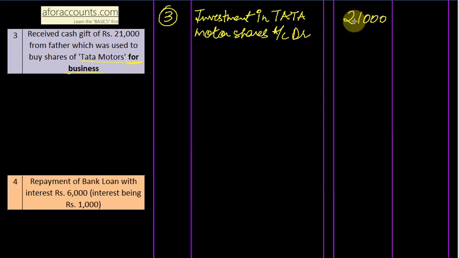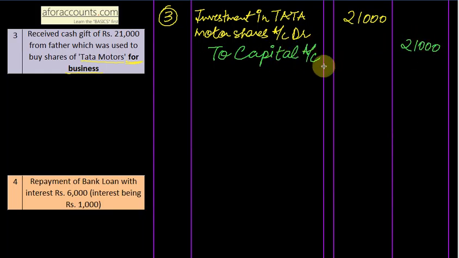And where did the money come from? Father had gifted this money, but we have put it in business. So this means ultimately capital has been introduced in your business. So to capital. Capital को हमेशा credit balance. So to capital account 21,000 and shares purchased for business from personal funds. Yes, 21,000 was personal fund, gifted fund, and that we used in business.